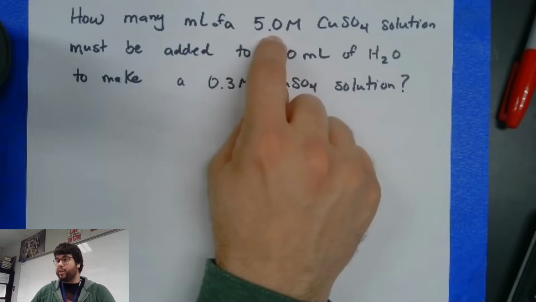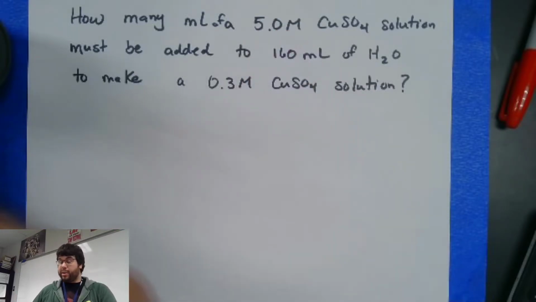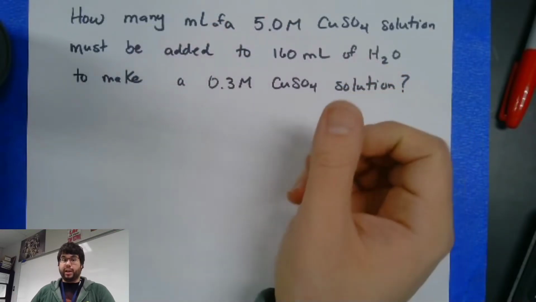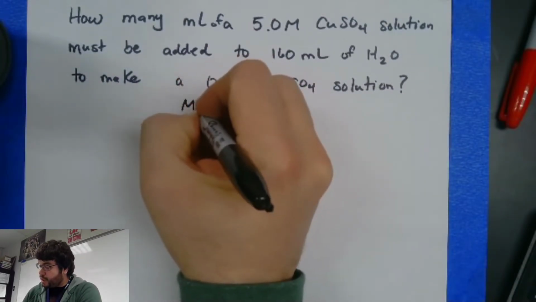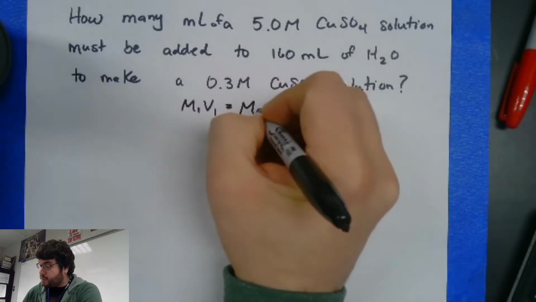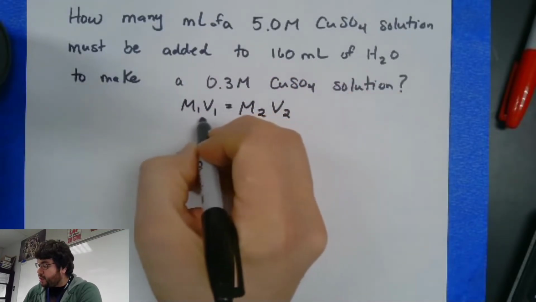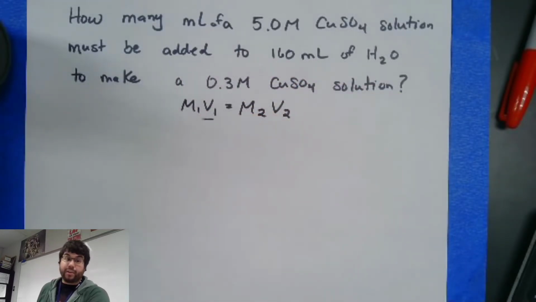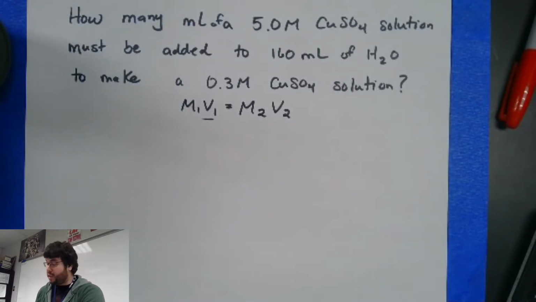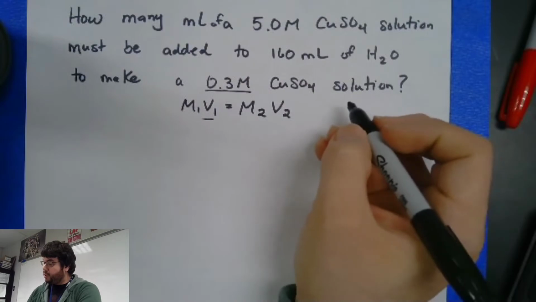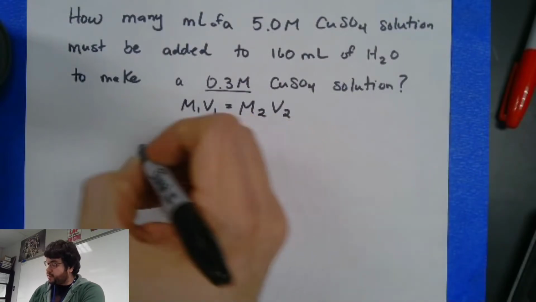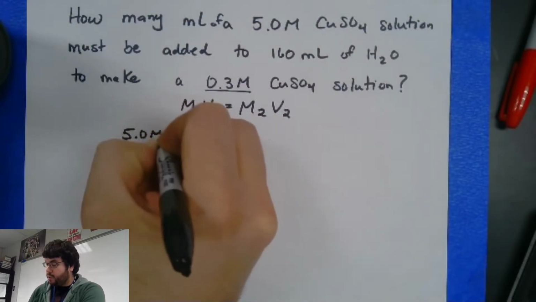So in this problem, you're going to be asked, really, how much of the original solution do I need? So we're still going to use M1 V1 equals M2 V2, but really you're going to be finding V1. How much of the original concentrated stock solution do you need to make this new solution that has a much lower concentration? So we're told that the original solution has a molarity of 5 molar.